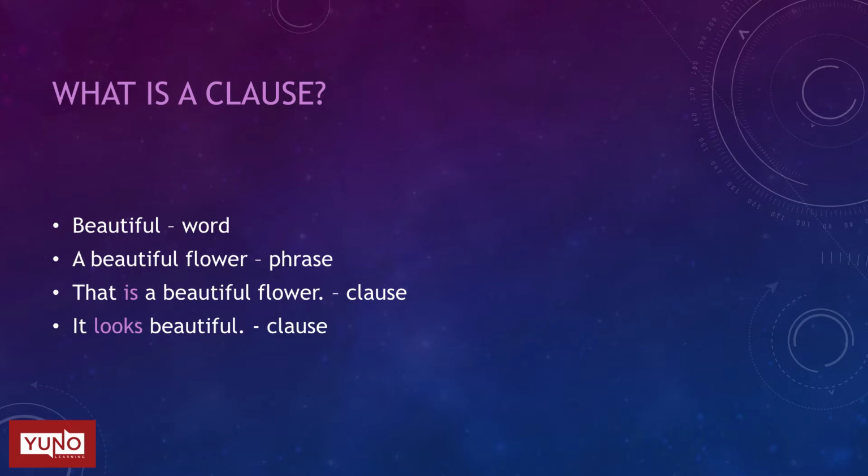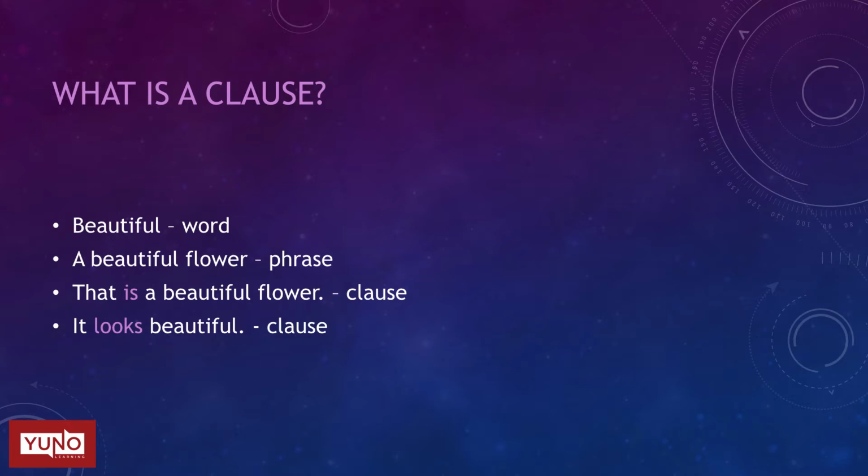And let's look at these words. Beautiful is just one word. A beautiful flower is a phrase. It's a group of words that plays a role. We talk about something, we talk about a flower, all right, which flower? A beautiful flower. It makes some sense, but not complete sense. The moment we say that is a beautiful flower, it makes complete sense in a way. It has a verb in it.